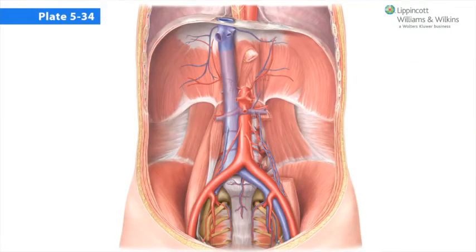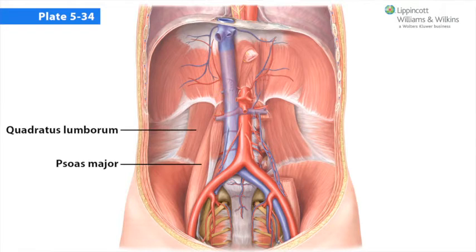Branching from the posterior side of the aorta are 4 pairs of lumbar arteries at about the level of each of the first 4 lumbar vertebrae. These arteries pass posterior to the psoas major and usually posterior to the quadratus lumborum as well, though 1 or more may cross anterior to this muscle.